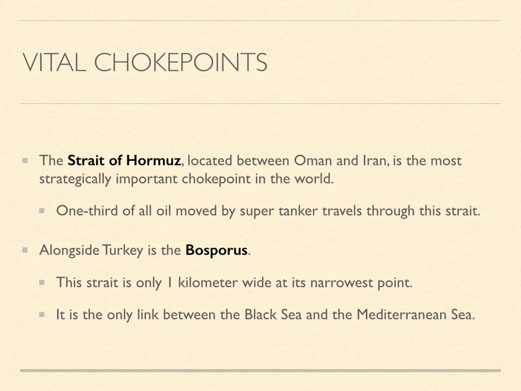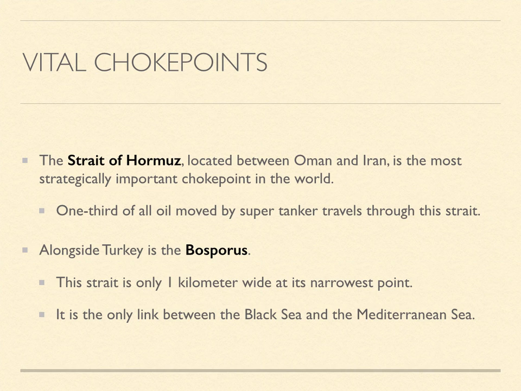More vital choke points. The Strait of Hormuz, which I pointed to earlier when we were talking about the Persian Gulf. It's located between Oman and Iran, and it's probably the most strategically important choke point in the world. One third of all oil moved by a supertanker goes through this strait.